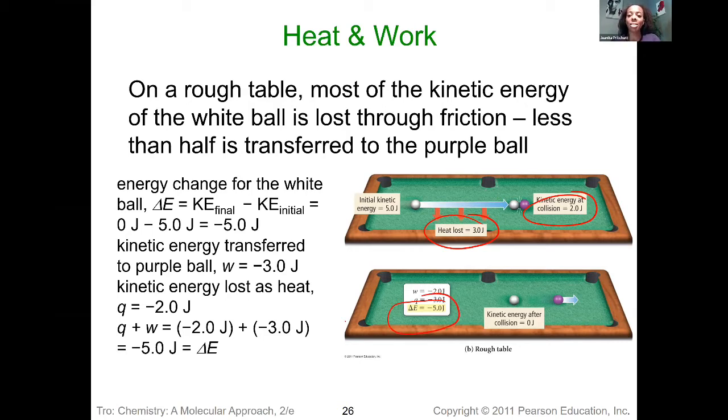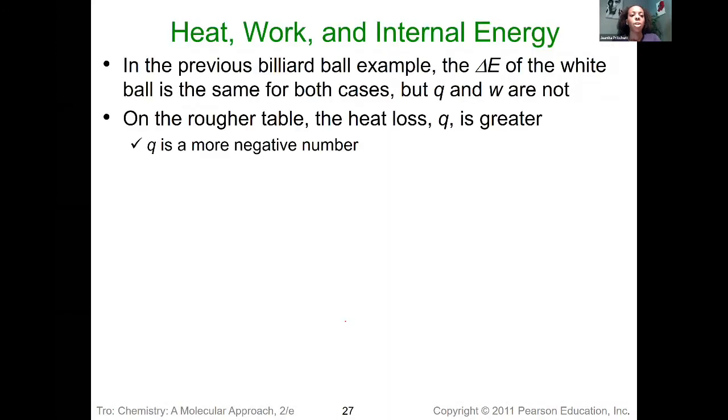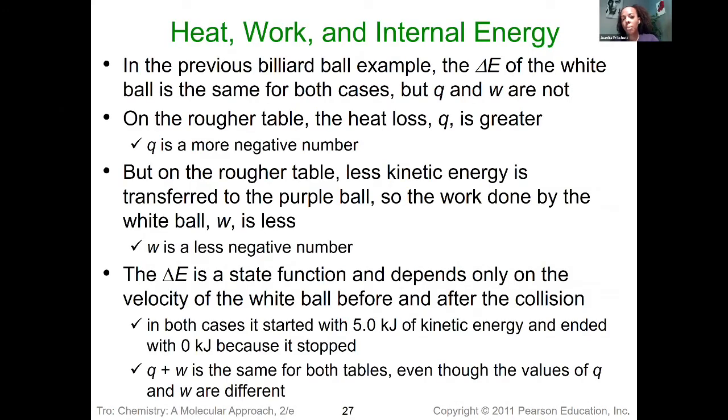Again, the energy is a state function. So the overall answer that we're looking for should be the same regardless of the path that we took to get there. So if we put all that together in the previous example, the delta E, regardless of whether it be the smooth table or the rougher table, remained the same. But you notice that Q and W, the heat and work, were not. On the rougher table, far more heat was lost, which means less work could be done on the purple ball. And as a result, the ball likely did not travel as far.